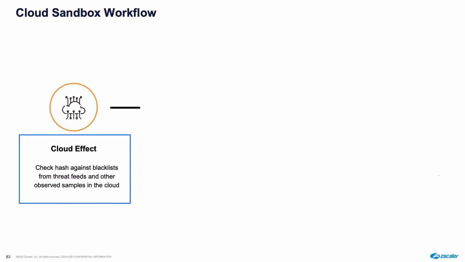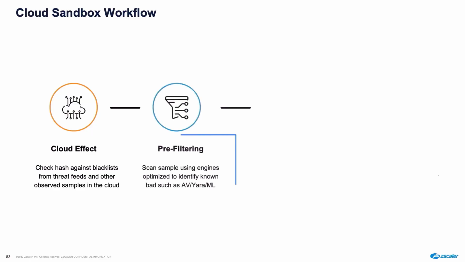We check this hash against blacklists from threat feeds and other observed samples in the cloud. If it is a known malicious file already, this is where the AV capabilities or the malware capabilities come in, and we block it right away. For the ones that we don't know, the ones that are unknown, we move them to the next stage, which is called pre-filtering.